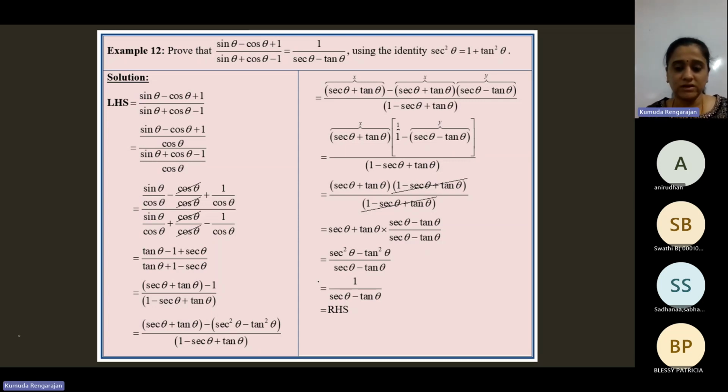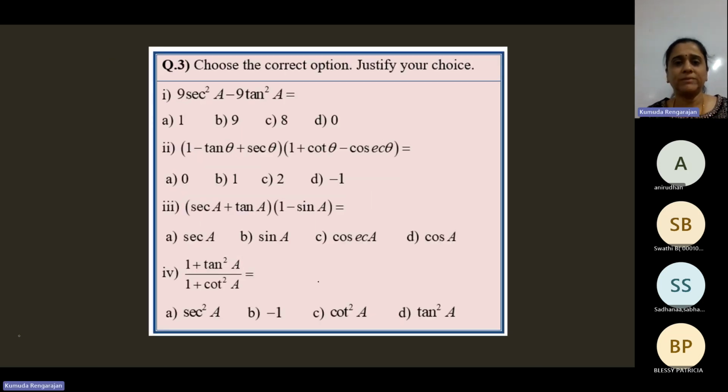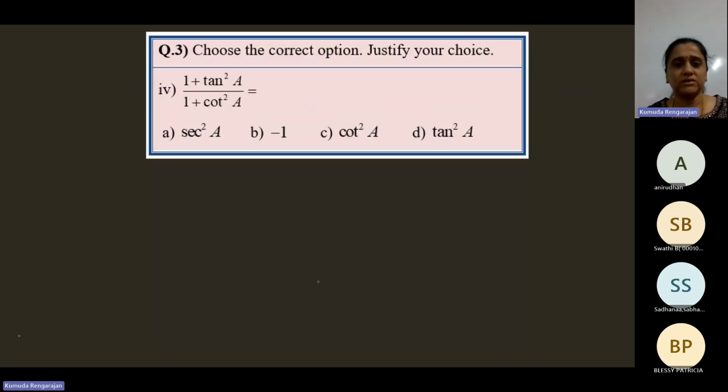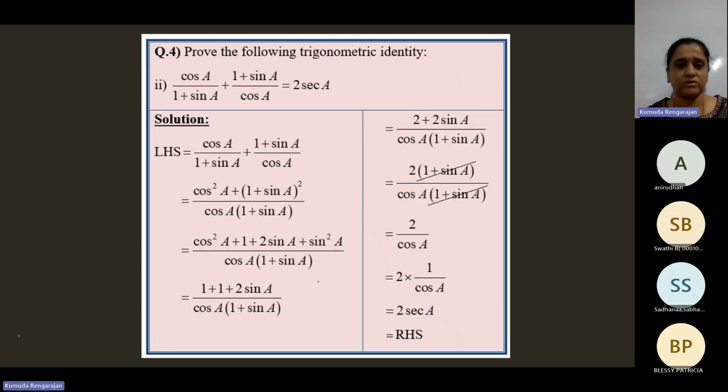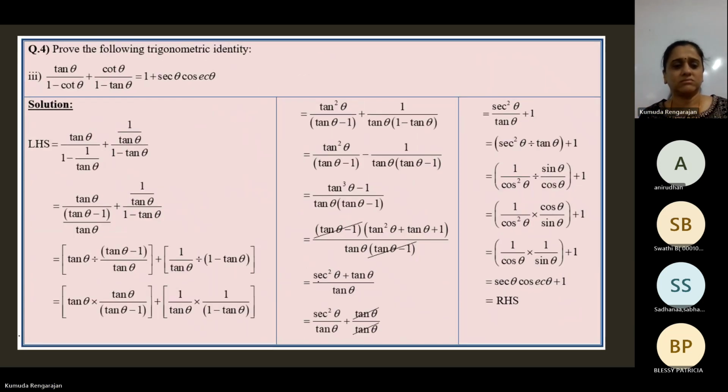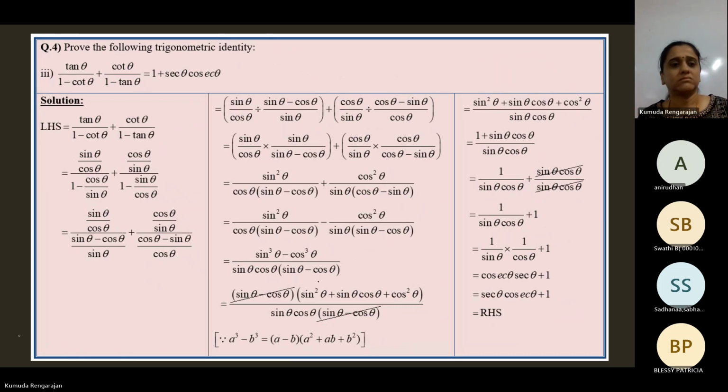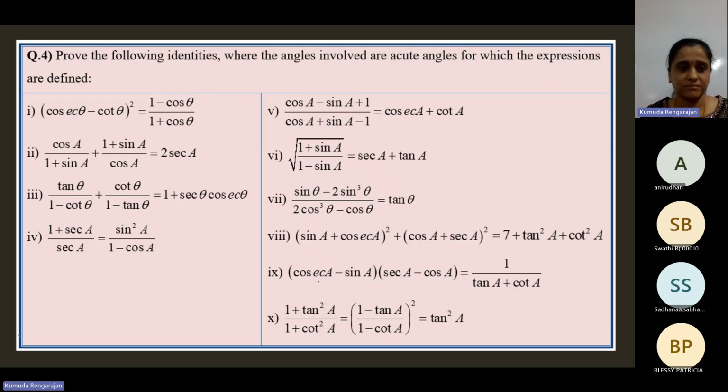We did a similar one the other day. Can you help me? I think we did this one, no? We did a similar one, but I think it was this one. Right? 1 plus secant, yeah, this one we did, yes, not this.